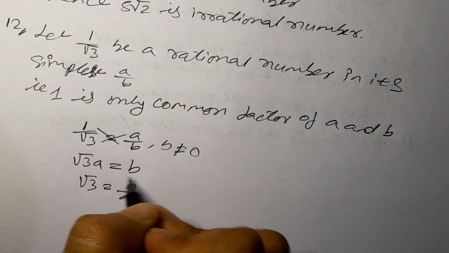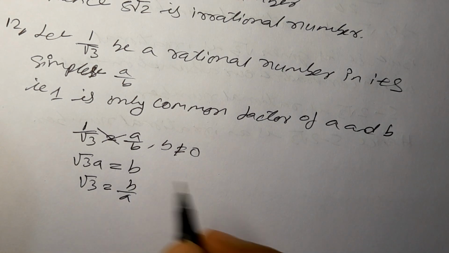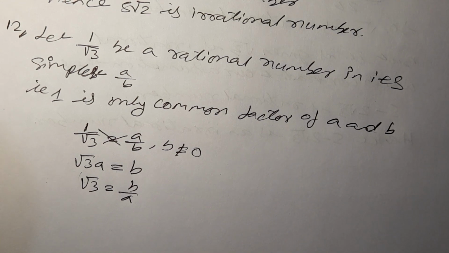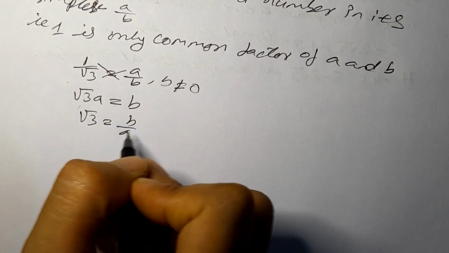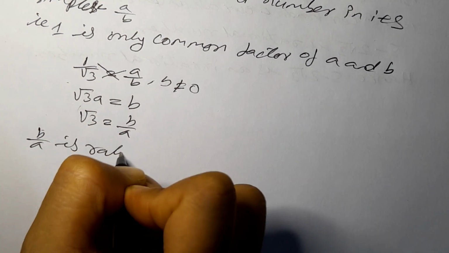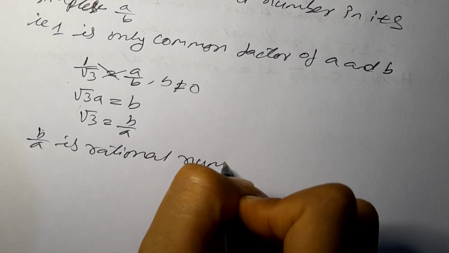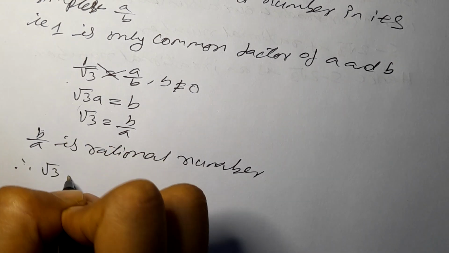Now we got b by a. B by a is rational, since it is in the form of a fraction. Since it is a fraction, it is rational, therefore root 3 is also rational. But it is given already that root 3 is an irrational number. So one is rational and one is irrational, so it contradicts. Rational and irrational cannot be equal.